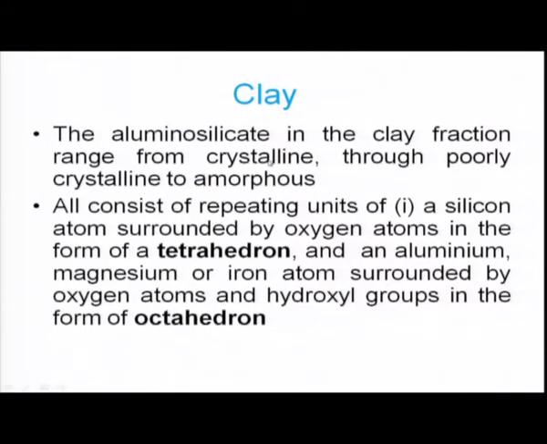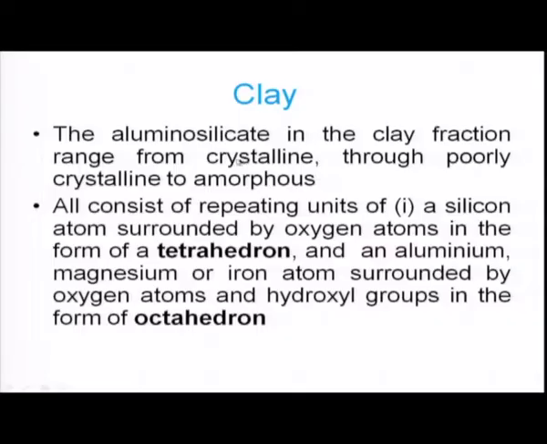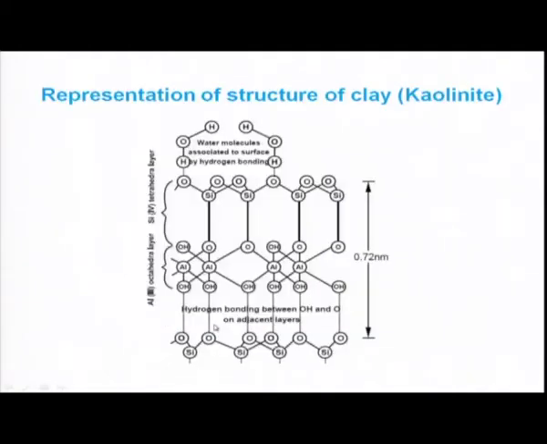Certain clay minerals are available in the lustrous crystalline form, and certain materials are available in the amorphous form also. It varies. All these clay minerals, whatever they are, consist of repeating units of a silicon atom surrounded by oxygen atoms in the form of a tetrahedron, as I showed before, and an aluminum, magnesium or iron atom surrounded by oxygen atoms and hydroxyl groups in the form of an octahedron again.